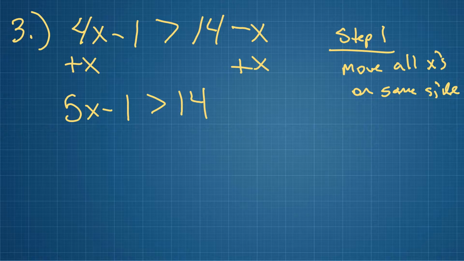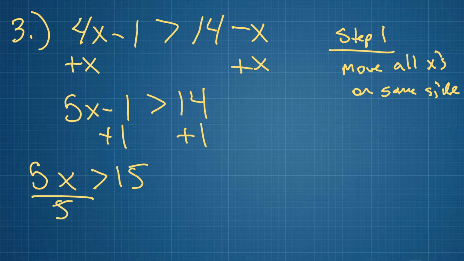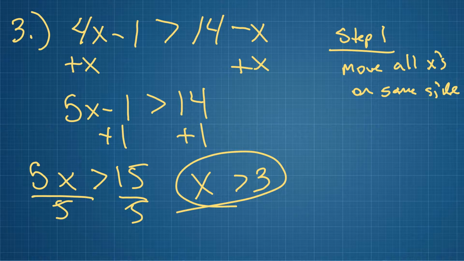Now I just go back to PEMDAS backwards, so I add 1 to both sides to get rid of the subtraction. I get 5x is greater than 15. Divide by 5, divide by 5, because that's how you get rid of multiplication. I get x is greater than 3. Now, remember, I did not flip the inequality because I divided by a positive.